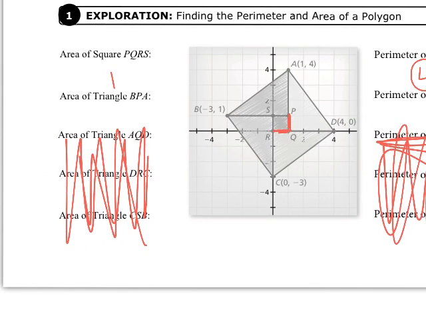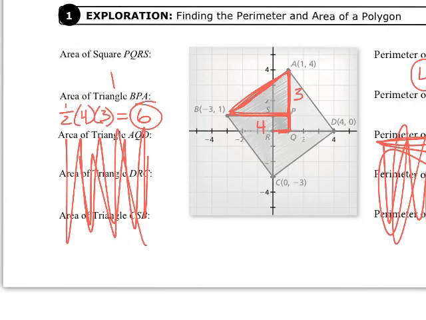Triangle, let's go for the triangle. So we're looking at this particular triangle, BPA. How do you find the area of a triangle? Good, 1/2 base times height. Then I can count the base and the height, right? The base is 1, 2, 3, 4 units. The height is 1, 2, 3 units. So 1/2 times the base of 4 times the height of 3. So half of 12 is 6, right? So I get an area for that triangle of 6.